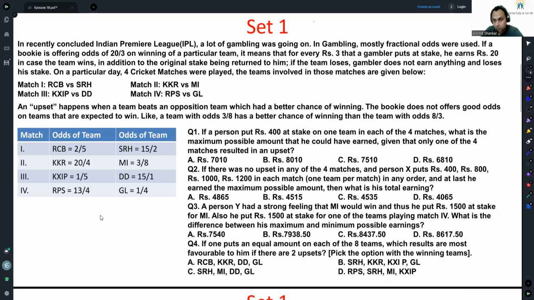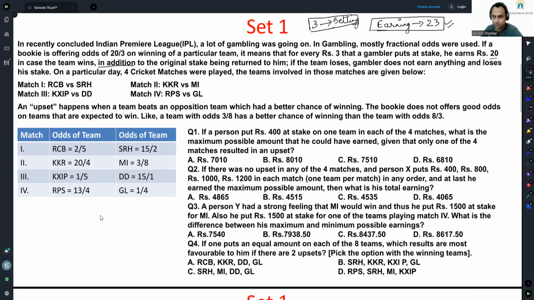So if you put 3 at stake, if you bet 3 rupees, this is your betting amount. You end up earning 20 in case your team wins, in addition to the original stake being returned to you. So your earning overall turns out to be 23. He ends up earning 23 because he earns 20 rupees in case his team wins, in addition to the original stake being returned to him.